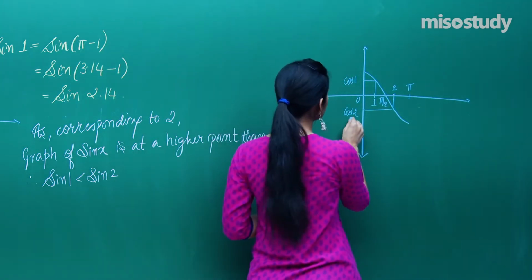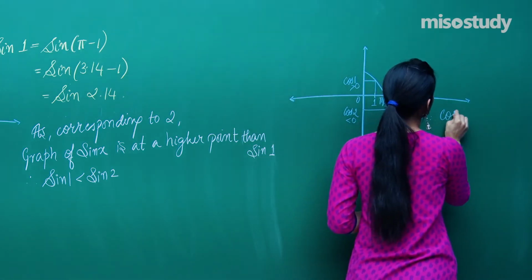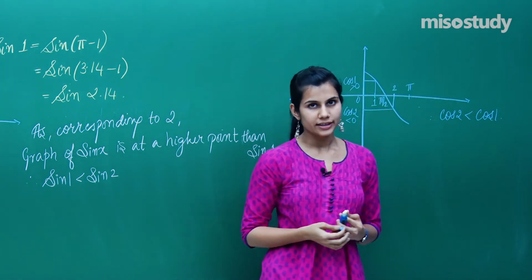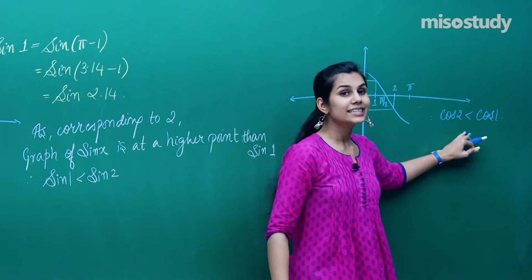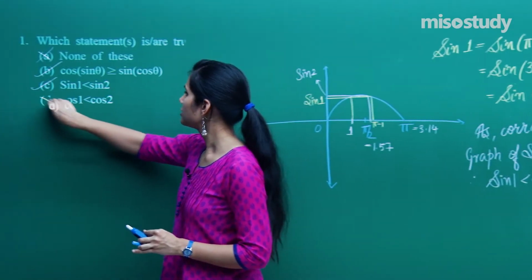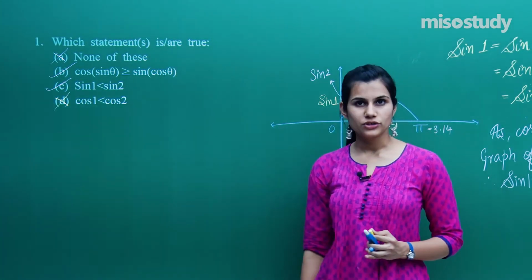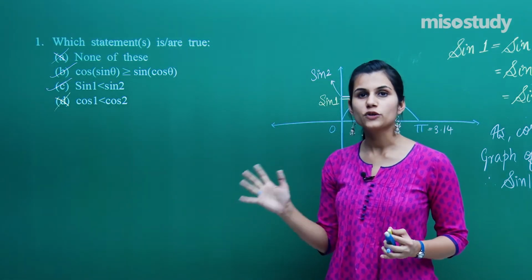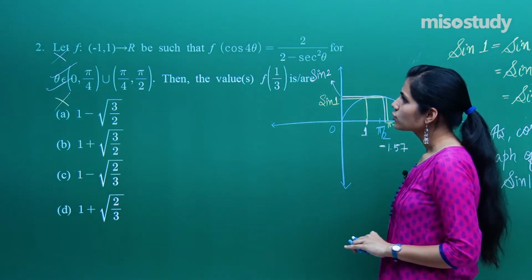Corresponding to 2, this is your cos 2. Clearly you can see cos 2 is negative, cos 1 is positive, therefore cos 2 is less than cos 1, or cos 1 is greater than cos 2. So sine 1 is less than sine 2, but cos 1 is greater than cos 2, and that is why option number D is wrong. Understood? That is how you deal with questions like these, which concern greater than or less than in terms of trigonometric values. Let's watch out for the next question.